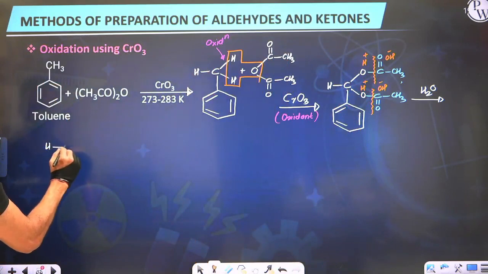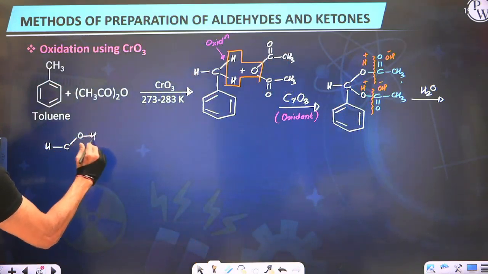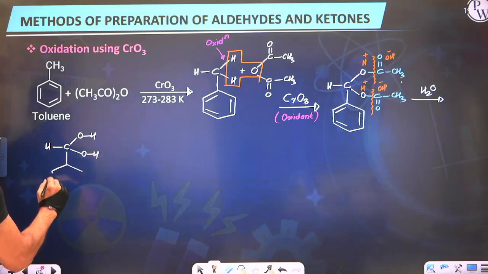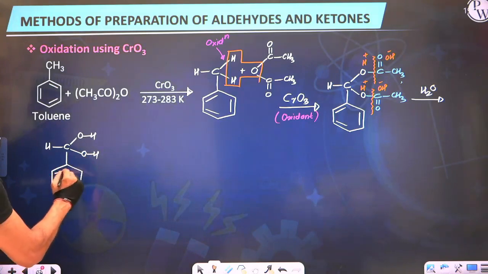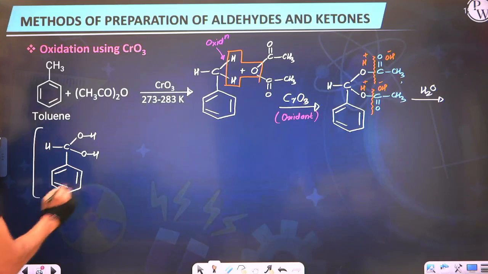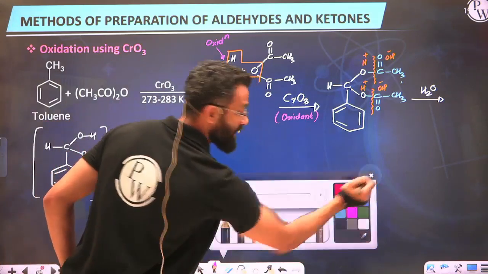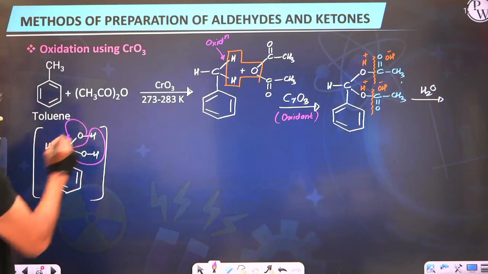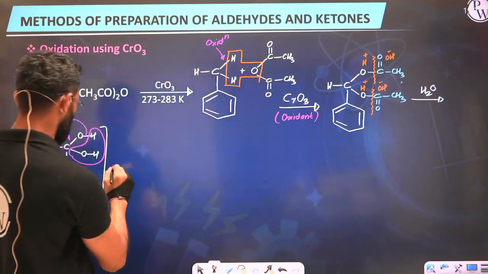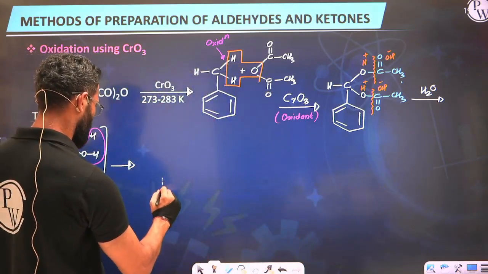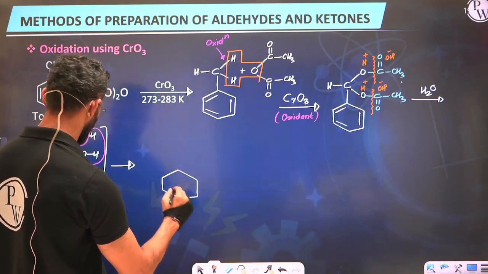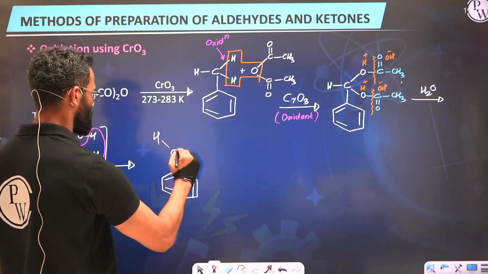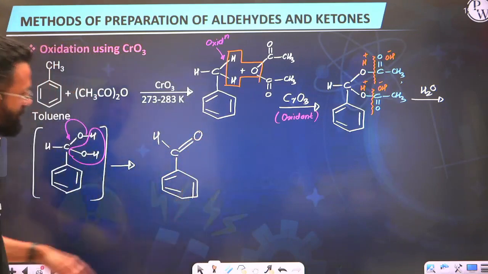So now we will have COH and OH. So two OHs at the same carbon is unstable. Being unstable, it will eliminate water molecule. So the sigma bond will shift back here to give you C double bond O. Hence we will say our product is pi alternate pi and CH double bond O, which is nothing but benzaldehyde.